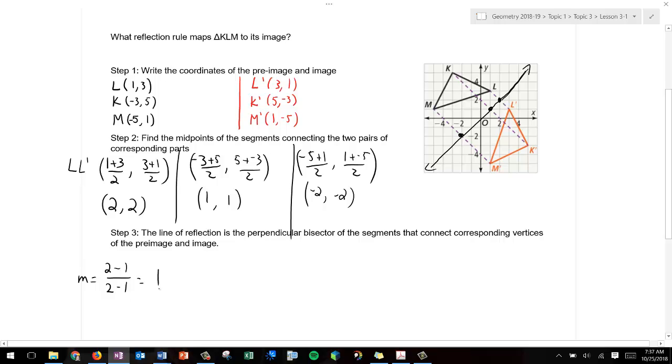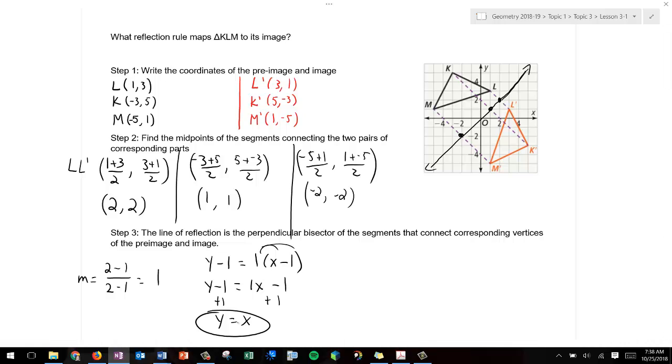Then, as you remember, using point-slope form with any of these points, I'm going to use 1, 1 because they're the easiest numbers. I'm going to do y minus 1 equals my slope of 1 times x minus 1. When I solve this out, I have y minus 1 equals 1x minus 1, and I add 1 to both sides, so I end up with y equals x. That right there is my line, the line of reflection that caused LKM to reflect onto L prime, K prime, M prime.